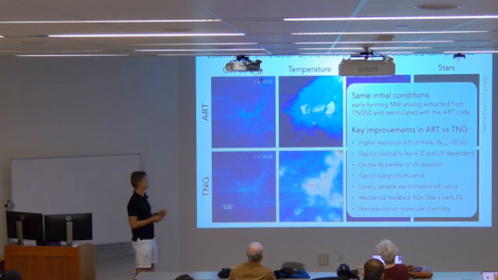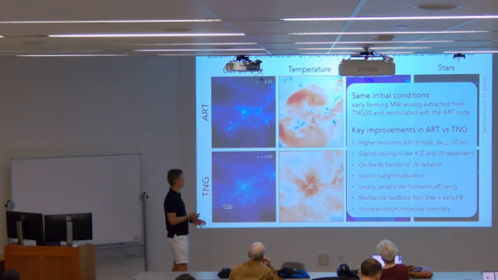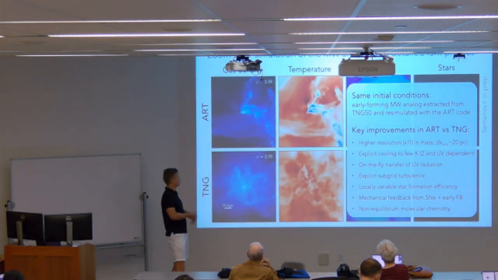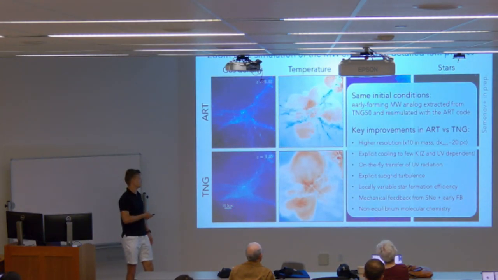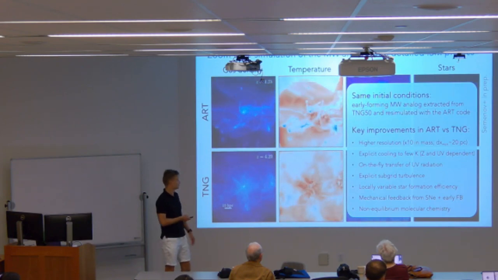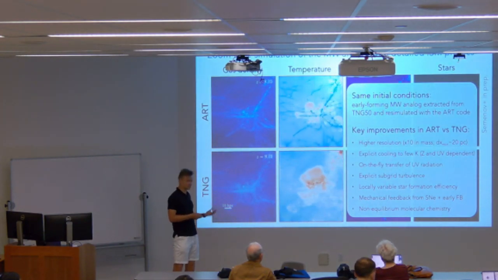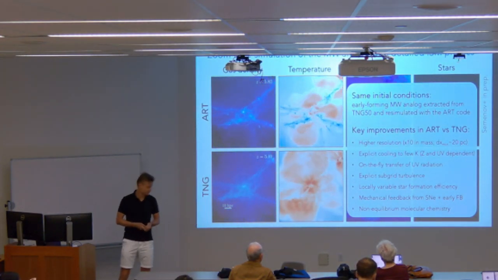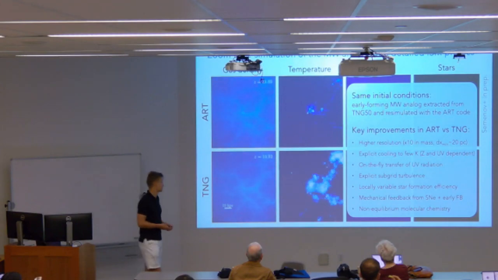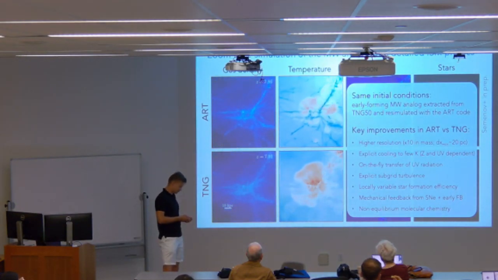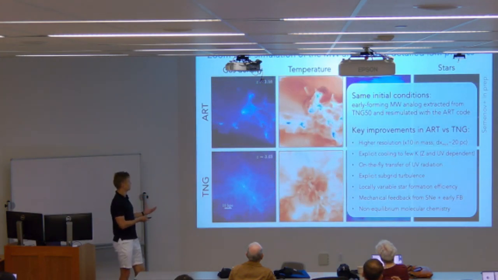quickly, the key differences between these two simulations, apart from different codes, are that the resolution is somewhat higher, but more importantly, there is a way broader range of physical processes modeled in this new simulation, including explicit cooling down to very low temperatures, which is dependent on metallicity and the incident radiation field that is modeled on the fly, an explicit model for small-scale turbulence, star formation that's coupled with this turbulence on small scales, and a more detailed model for star formation and feedback. After we put it all in there, we can see that there are qualitative differences in the evolution.